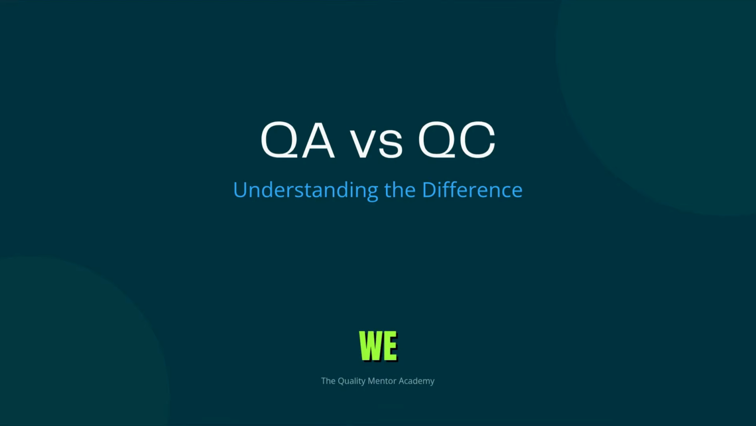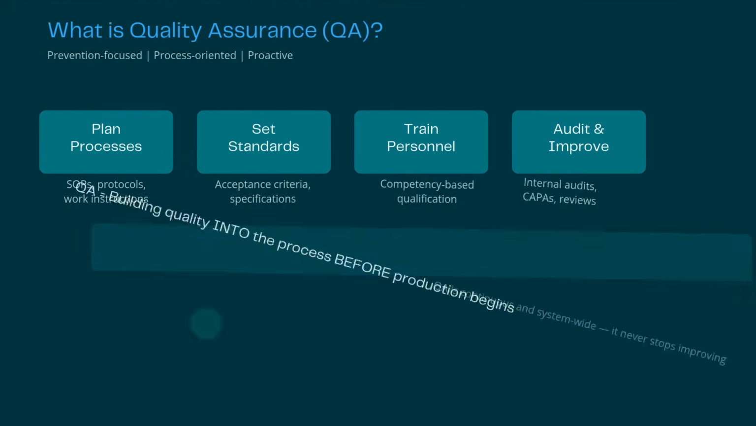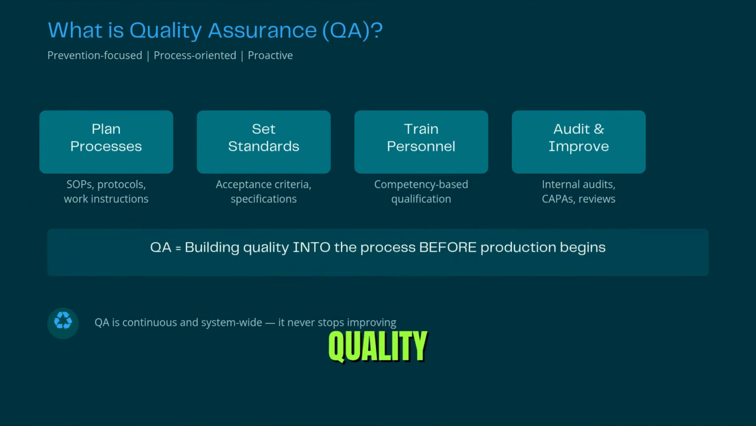In today's lesson, we'll bring to you a clear understanding of the difference between quality assurance and quality control. In our previous video, we said quality assurance or QA is focused on prevention and it's a proactive process. And employees that work in this department are called quality assurance specialists or technicians.